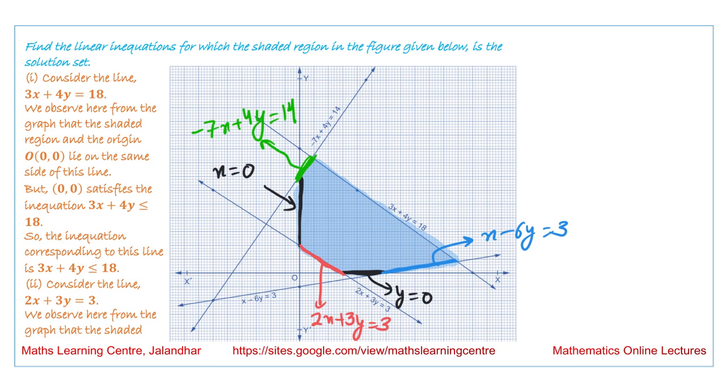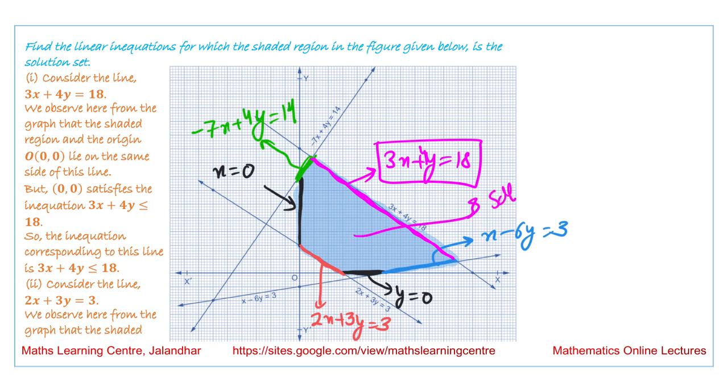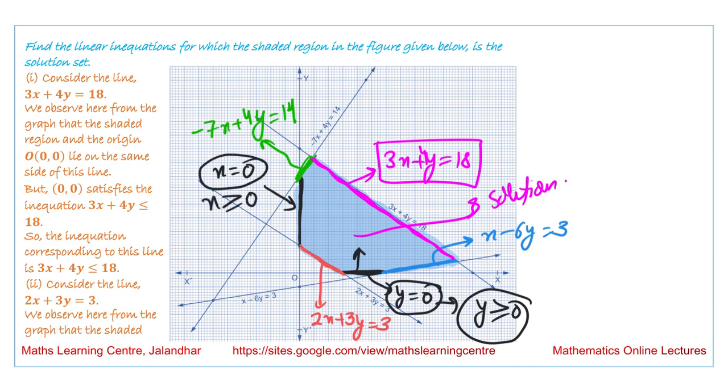And last, this line corresponds to 3x plus 4y is equal to 18. Now this inner portion is the solution set. So corresponding to y equal to 0, we will have y is greater than equal to 0, so that the region is above this line. Corresponding to the other boundary, we will have x is greater than equal to 0.